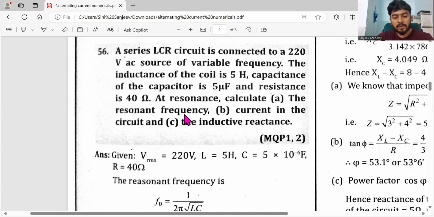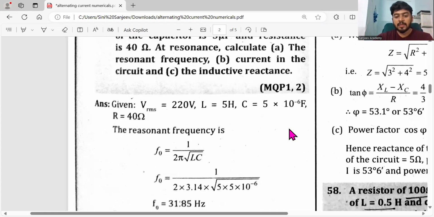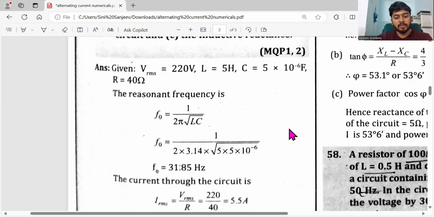So we know the resonant frequency formula: FR is equal to 1 by 2 pi root LC. Everything is given in the question. L is 5 Henry. Capacitance is 5 into 10 power minus 6. And pi value is 3.14.